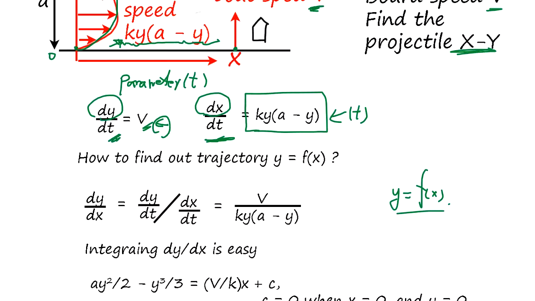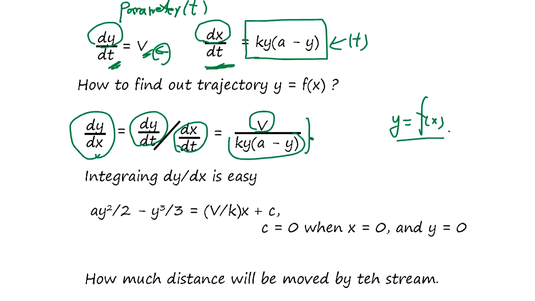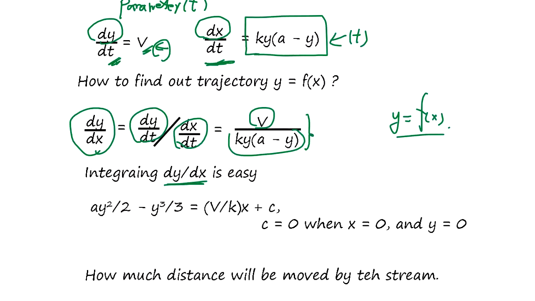So dy/dx is (dy/dt) over (dx/dt). So this is the speed. We just simply make a ratio. Here you go. Then dy/dx is given by this ratio of the speed. Easy. So integrating this is easy. You move this to dy, dx, you move here. So the v over k x plus c, and y is ay minus y squared. Okay, so c is 0 when x and y are 0.